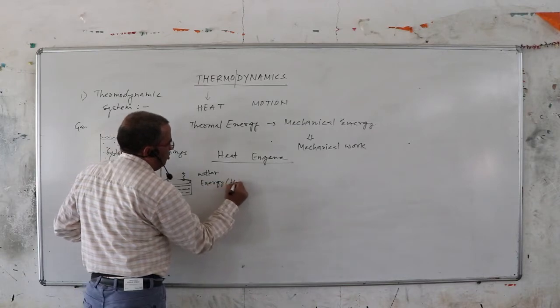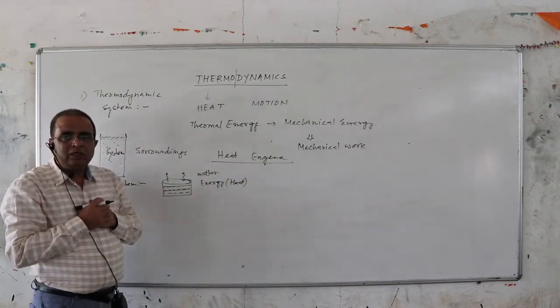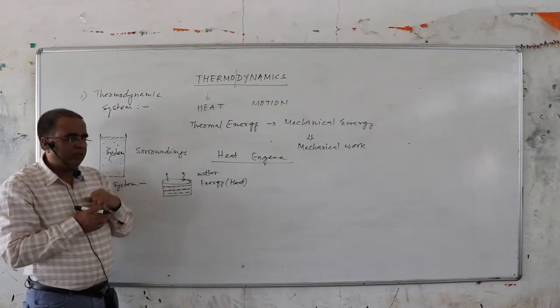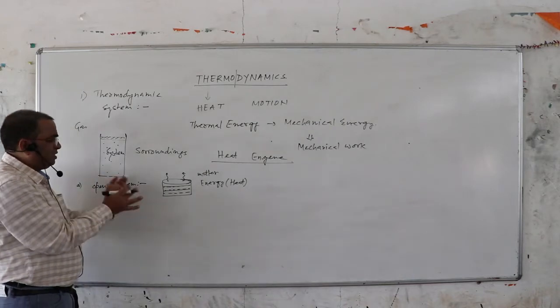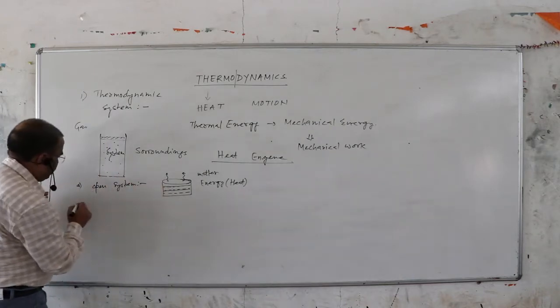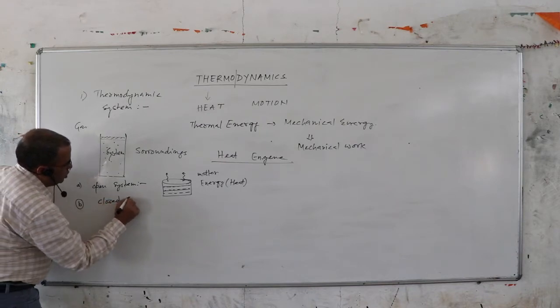Or energy in the form of heat is transferred to the surroundings or exchanged with the surroundings. Either may be given to the surroundings or taken from the surroundings. Such systems are called open systems. Now see, the second type of system is the closed system.